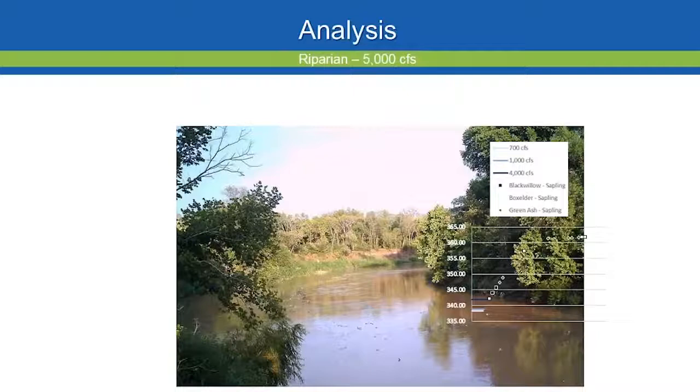Again, looking at riparian, we can overlay what trees we found at what elevation. So we know black willow, box elder, and green ash. We know those are riparian species. We know those need to be inundated on a regular basis to have recruitment of new riparian trees in that area. At this spot here, our pulse flows required by SB3 are 700 CFS, 1,000, and 4,000. So here's 700 CFS, here's 1,000, here's 4,000. Are we inundating any of those trees? Of all of the riparian tree species, we're touching one there. So is that pulse serving a flow, or is that pulse serving a function in the environment?